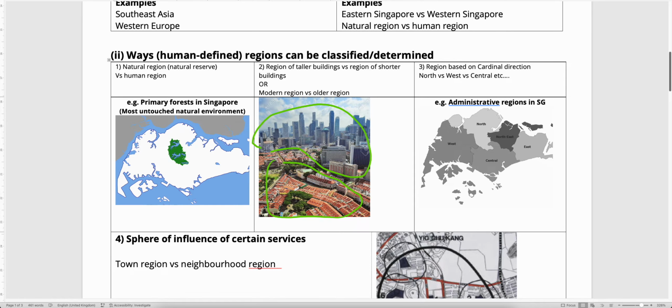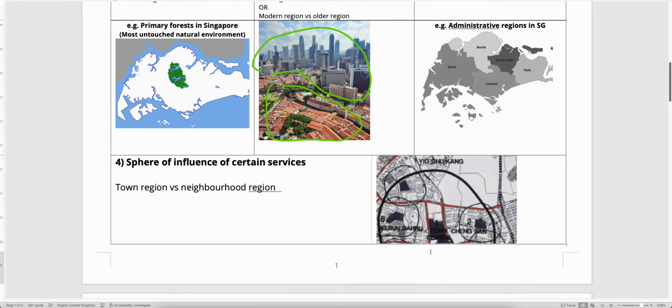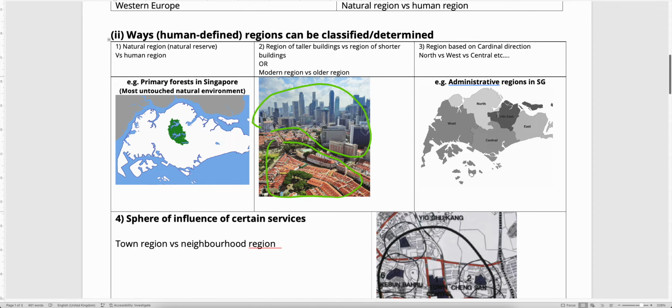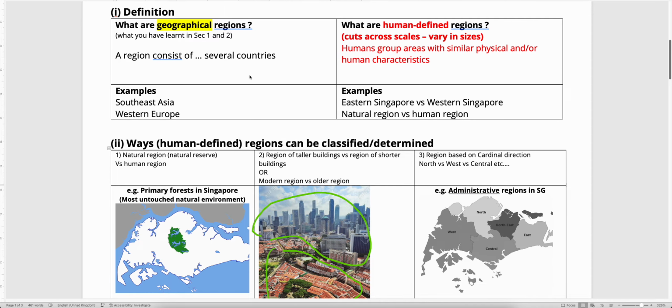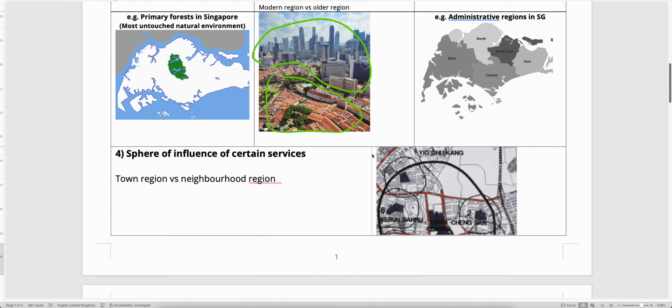So like here I can group old versus new, tall versus short, or here I can group based on sphere of influence, like neighborhood versus town and things like that. I can group by cardinal direction: north, south, east, west. I can even group by human versus nature, so natural region versus human region. So anything under the sun can be defined as a human-defined region. And as you can see, the size really varies in scale. It's not necessarily a scale that involves multiple countries. So that's the confusing part about human-defined regions.